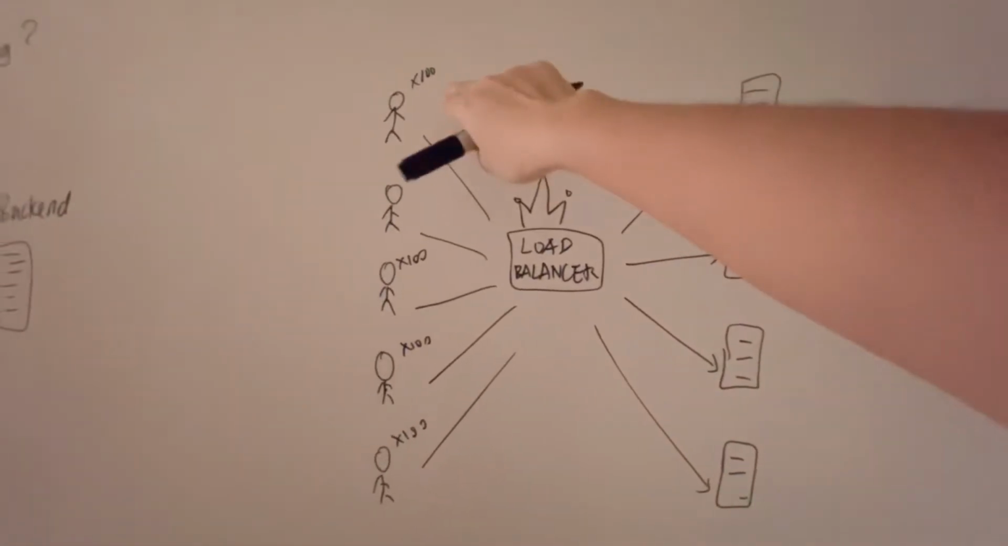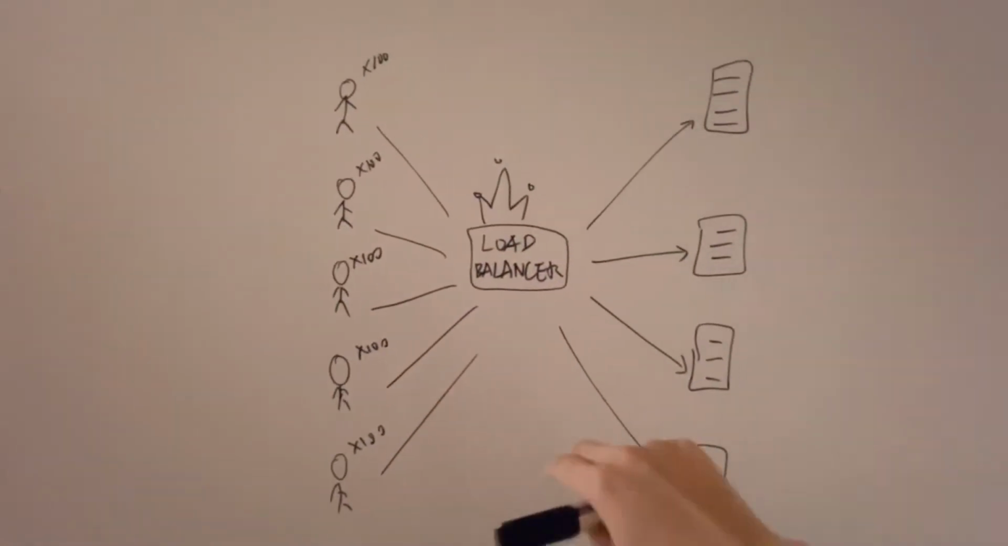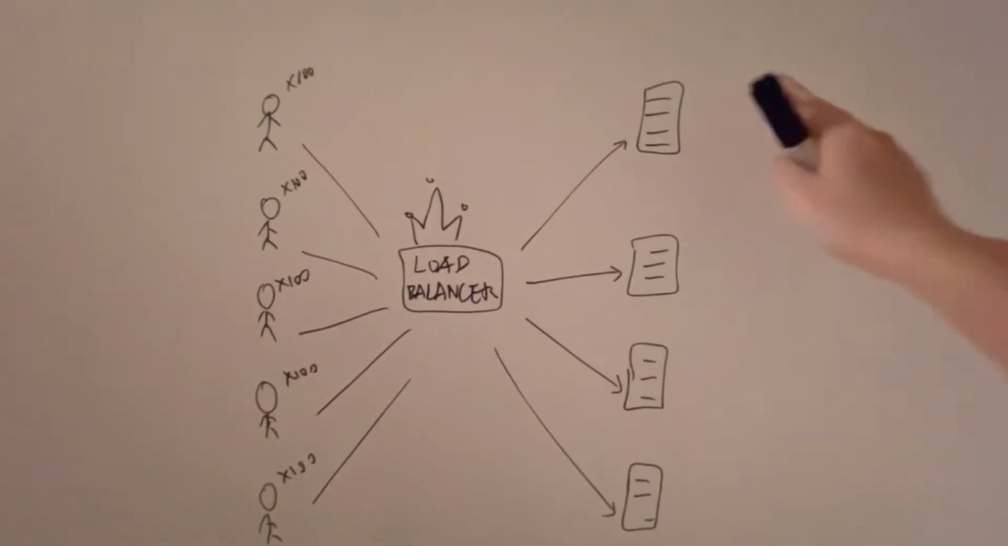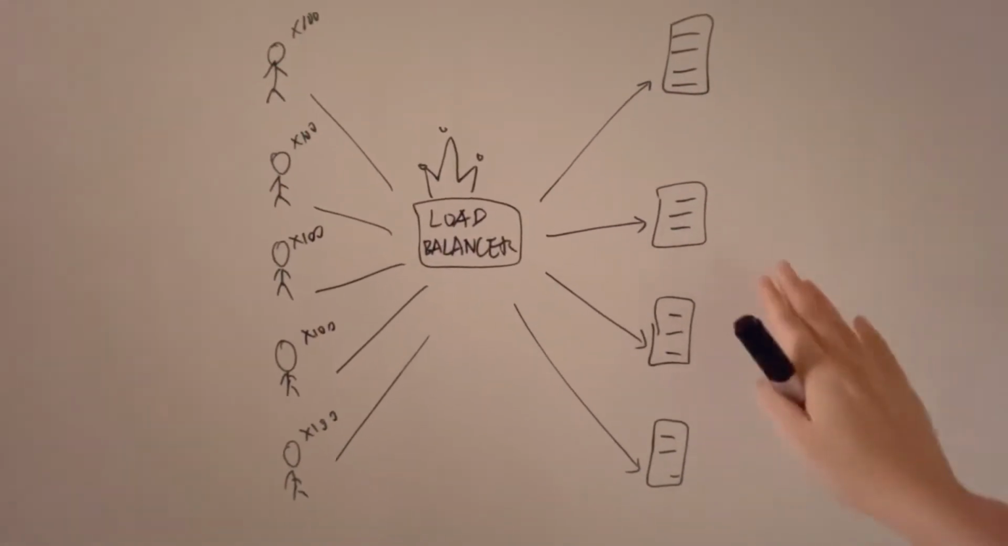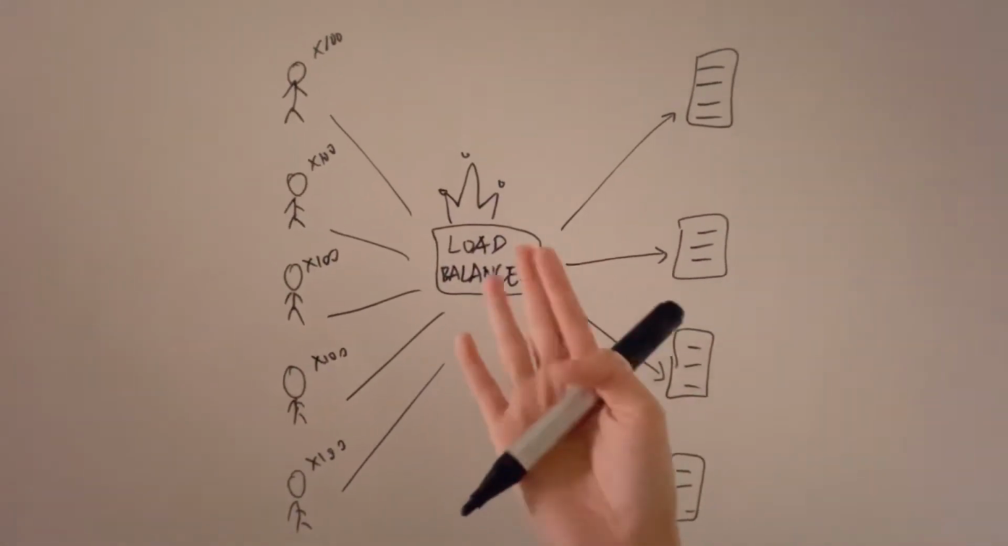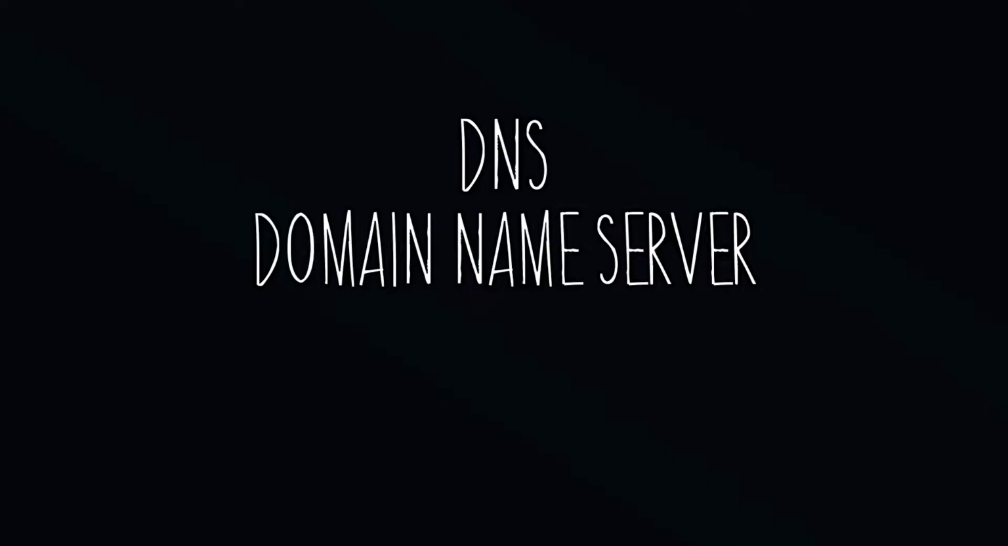For example, we've got 500 people here wanting to access this backend, but we have multiple of them, and if this one goes down, we have this one. If this one goes down, we've got this one, and if this one is up, we can use that again. And this is the use of a load balancer.